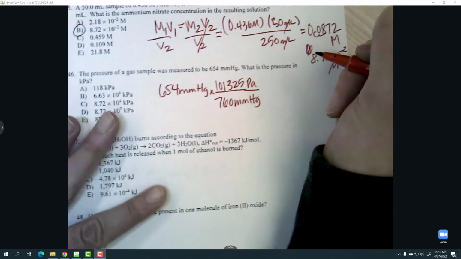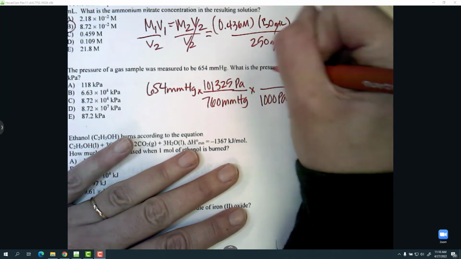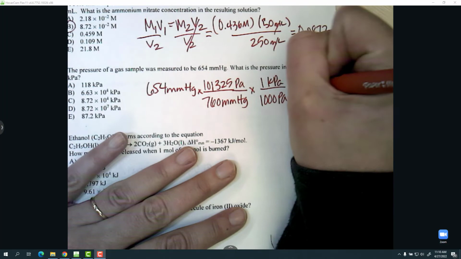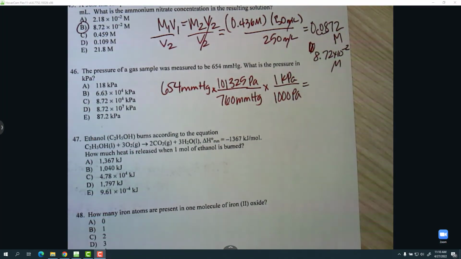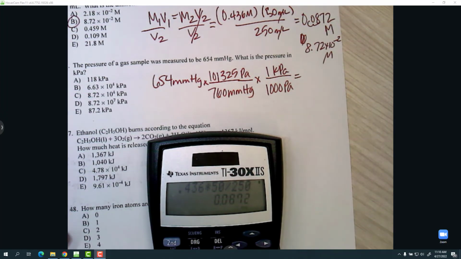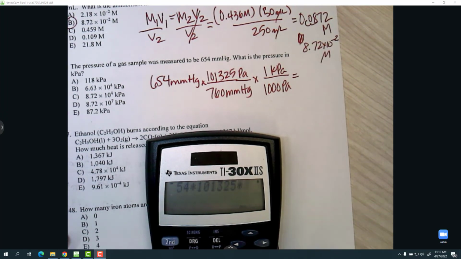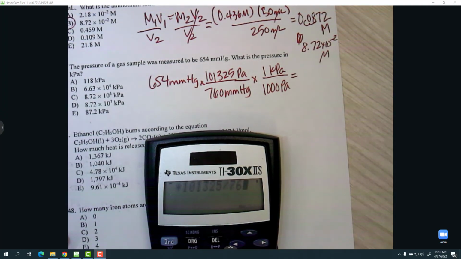1.1325 pascals. And then I know that the prefix means 1,000 pascals per 1 kilopascal. Even if I've never heard of that unit, I can figure out what that prefix must mean. Oops, divided by 760.